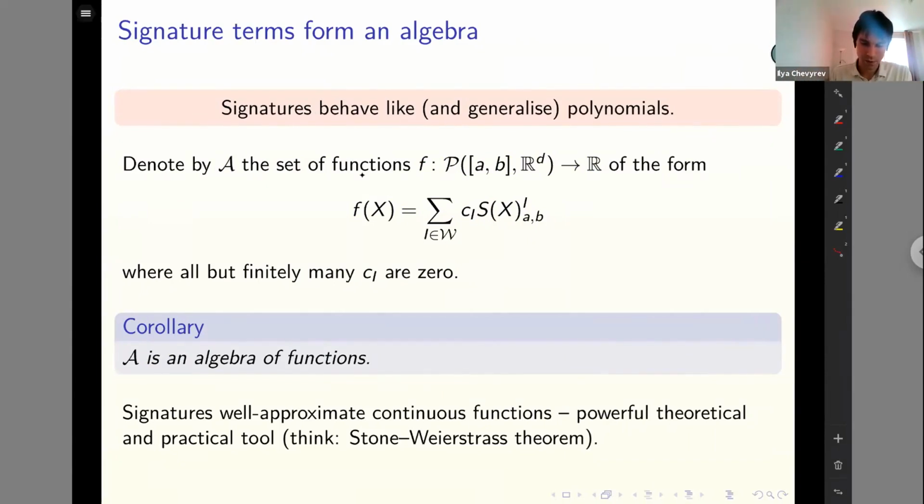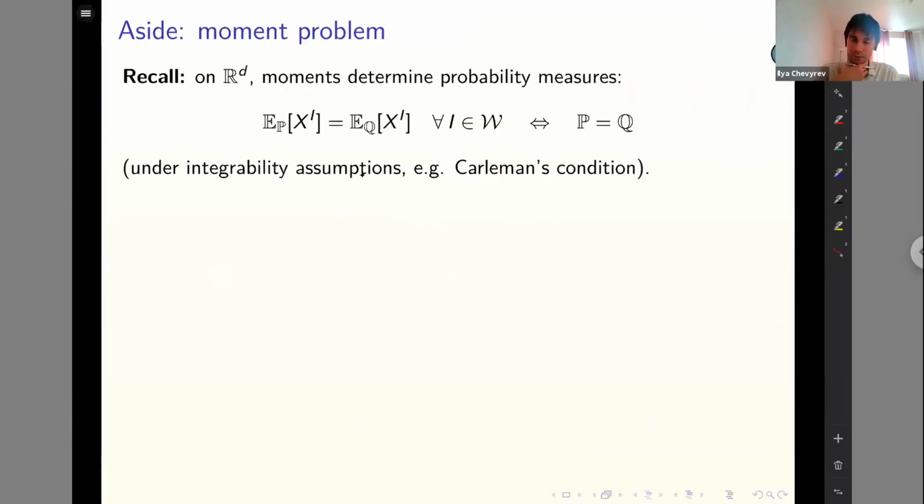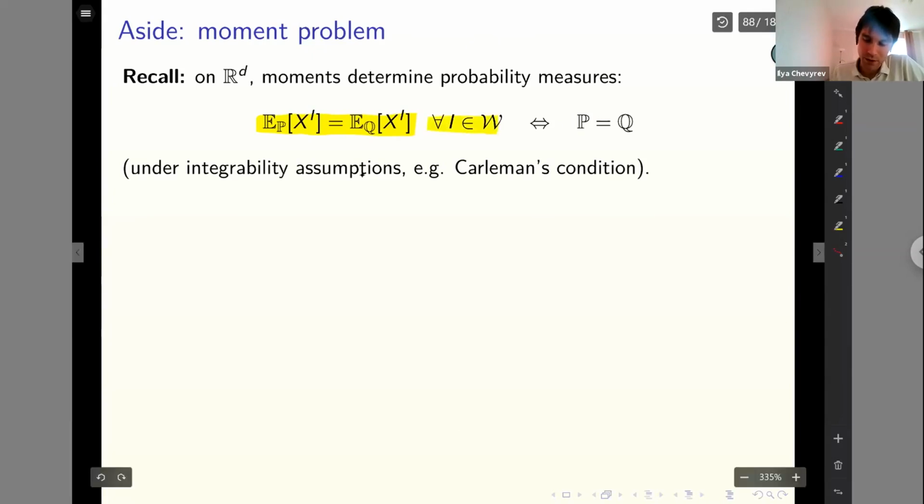As a small aside, one of these nice properties is a solution to the so-called moment problem for signatures. Recall that on Euclidean space R^d, moments can determine probability measures. So if we look at two probability measures P and Q, and consider all of the polynomials associated with these probability measures, and it happens that their expectations are equal for P and Q for all words, then this is equivalent to P being equal to Q.